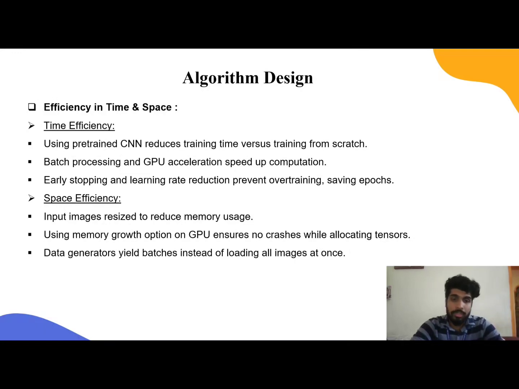For space efficiency, resizing the input images reduces memory usage, and we use the GPU memory growth option to prevent system crashes while handling large data sets. Data generators are used to load the images in batches rather than loading the entire data set at once, which saves memory.